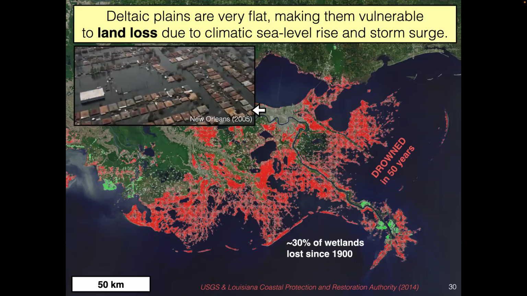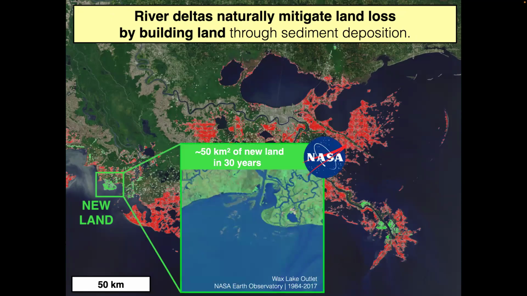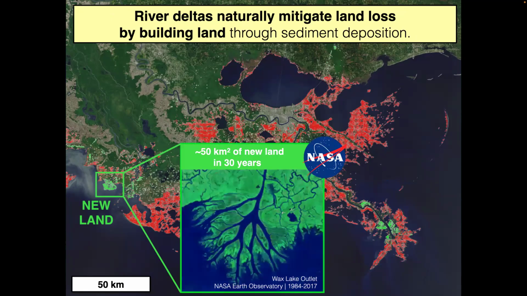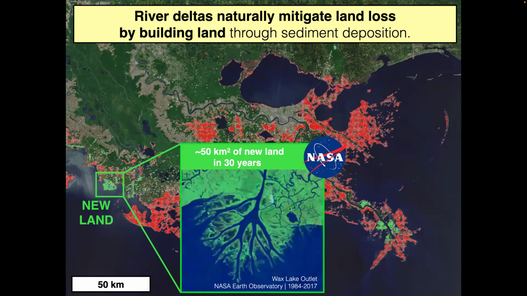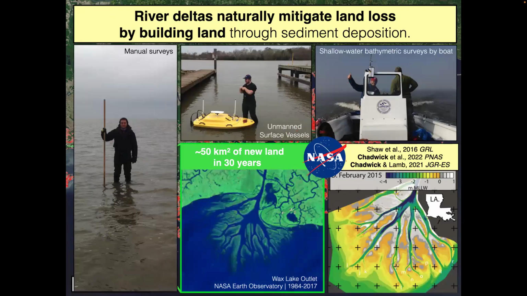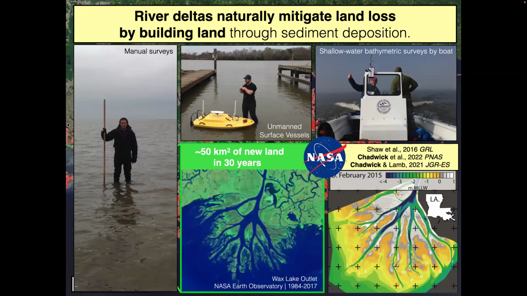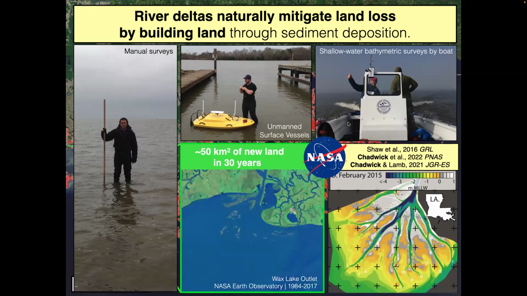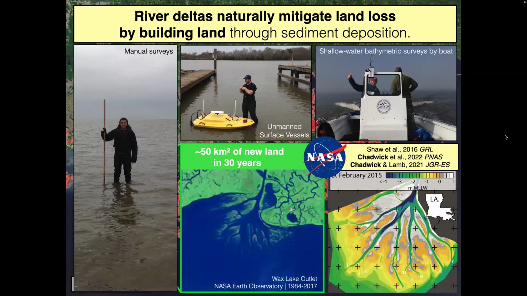But importantly, river deltas naturally mitigate this kind of land loss by building new land through sediment deposition. A really good example of this is over on the west side of the delta. This is the Wax Lake outlet, where approximately 50 square kilometers of new land has been built just in the last 30 years or so. I've been part of teams that have conducted manual surveys, unmanned surface vessel, and shallow water bathymetric surveys by boat to really quantify the rates and scales of land building in these areas.